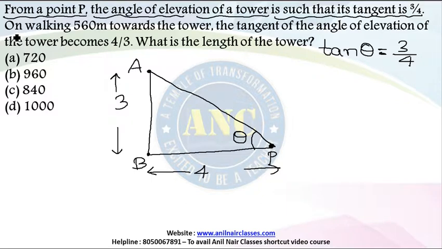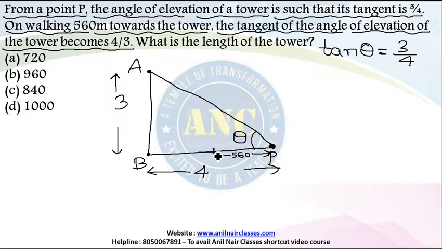Continue the question. On walking 560 meters towards the tower, I am at point P right now. I will keep walking towards the tower. How much will I walk? I will walk for 560 meters towards the tower. On walking 560 meters towards the tower, the tangent of the angle of elevation of the tower becomes 4 by 3. That means at this point, which I will represent as Q, now the angle of elevation, I will call that angle as alpha. But they are saying the tangent of that angle alpha becomes 4 by 3.